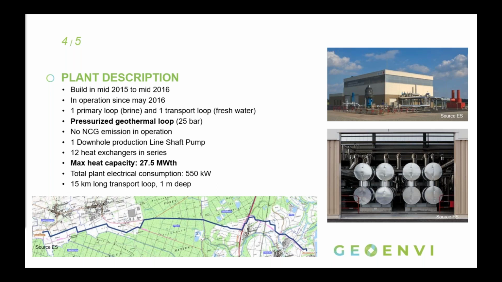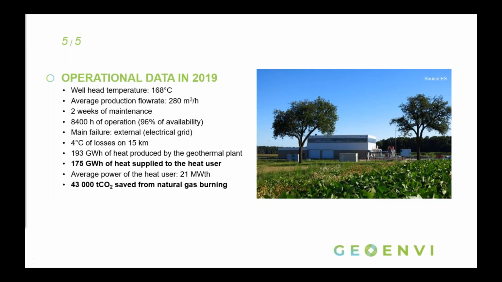And as you can see below, the Rittershofen plant is located at more or less 12 kilometers from the starch plant, and there is a district heating between both, a 15 kilometers long transport loop installed at 1 meter deep in the ground. So some information about the operational data of last year.